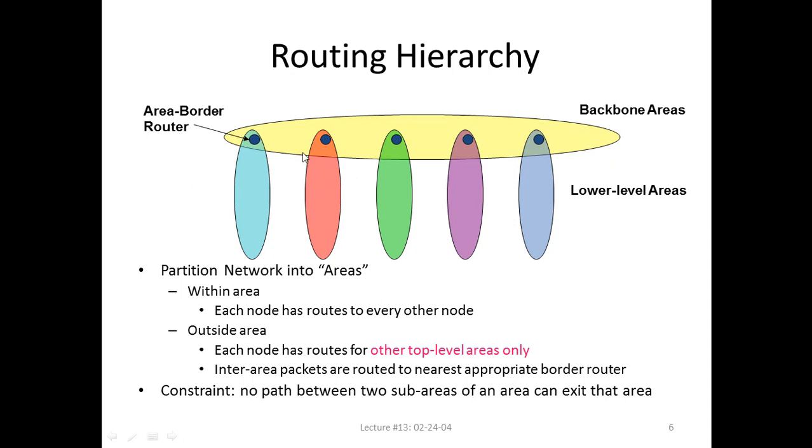Let's say this yellow region is your backbone area, and there is a router that is connected to all these area border routers. This router will be termed the backbone router. This is something we have already discussed in the previous classes, so there is nothing new over here.